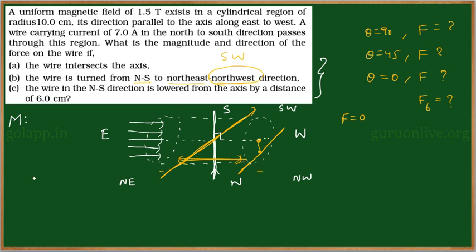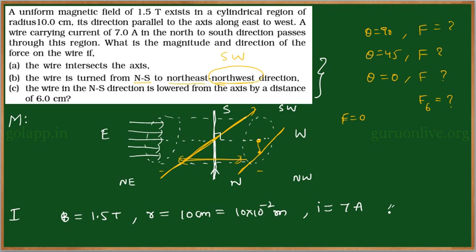Now come to the investigation part. What are the quantities that are given? The magnetic field B is given, B is equal to 1.5 Tesla. And the radius of that cylindrical field is R, and that is equal to 10 centimeters, or 10 into 10 to the power of minus 2 meters. And the current passing through the conductor, I, is equal to 7 amperes.